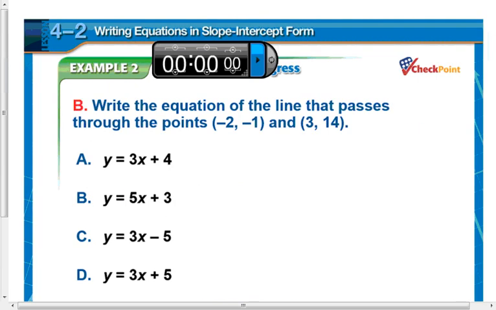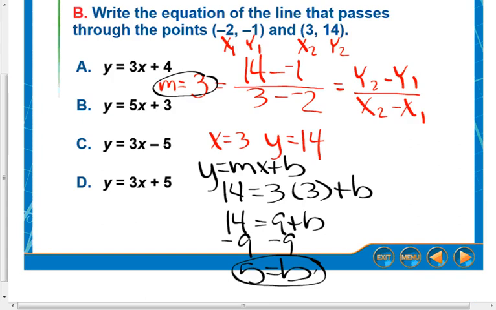We have another example. Go ahead and hit pause. Okay, welcome back. So I did the work of solving for m and solving for b. And if you got what I got, we're looking at m, the slope is located in front of the x. So the answer's got to be D. Okay.